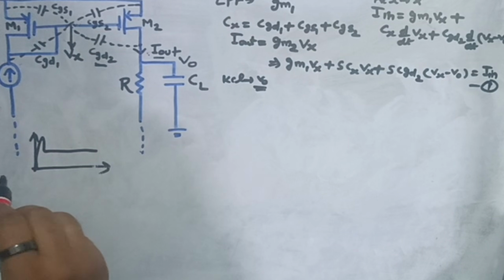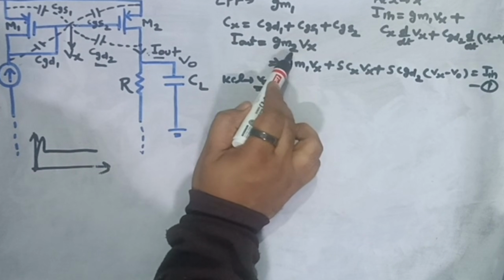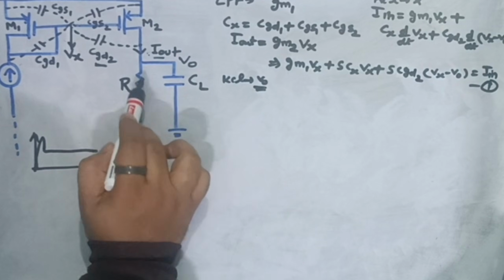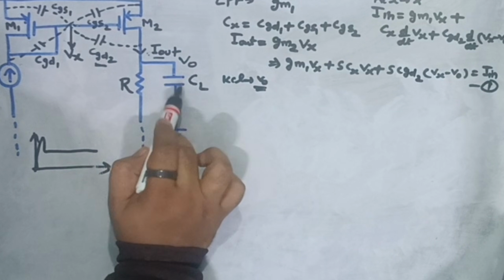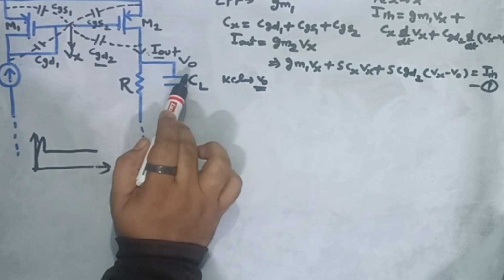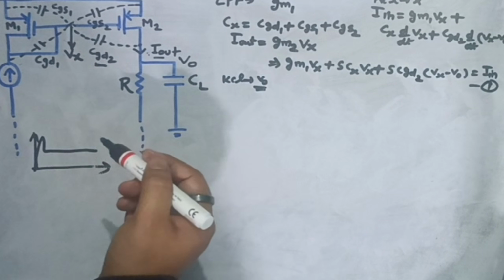So again at V out, if we talk about the total current, there would be 3 currents. The first one would be through this MOS M2, which we have written here, gm2 Vx. The other current will get accumulated in this load, which is connected across this V out, CL. And the third current would be this current because of the CGD2. So let's try to write this also.